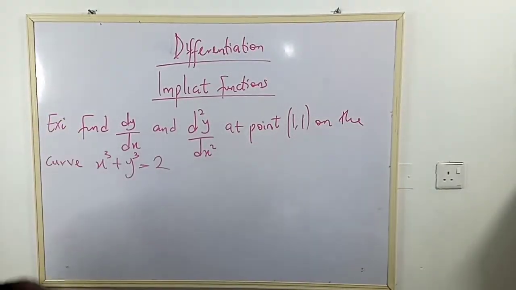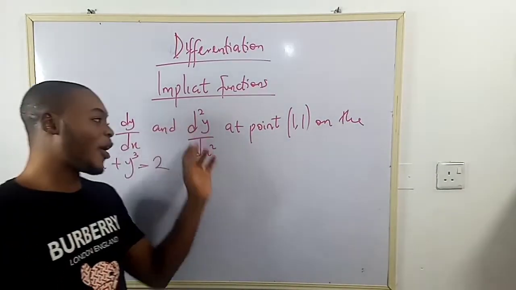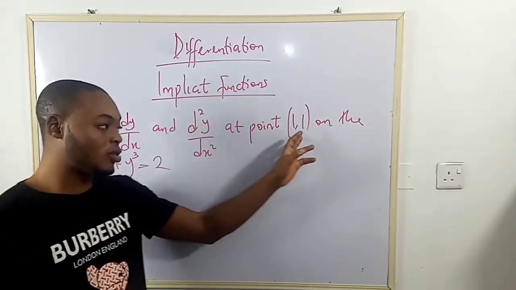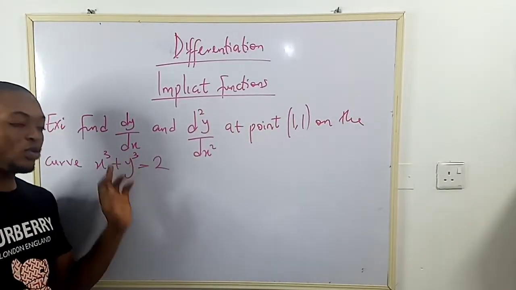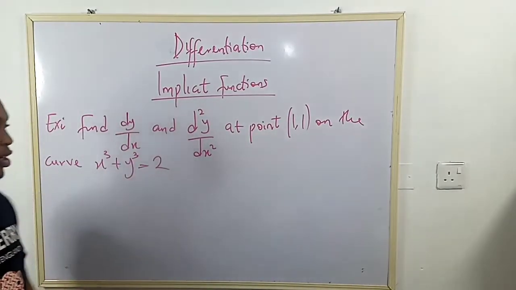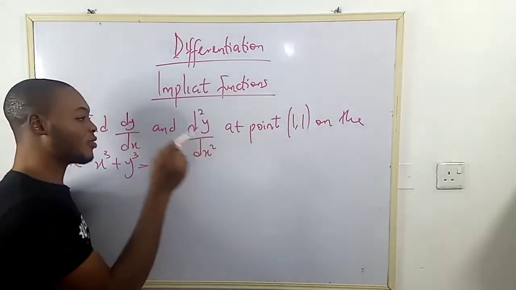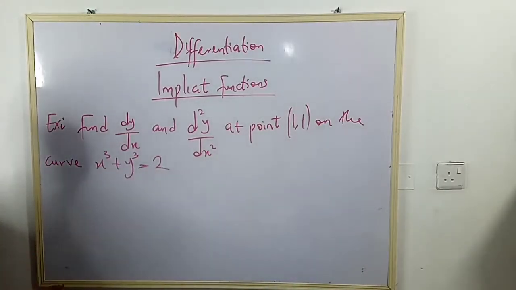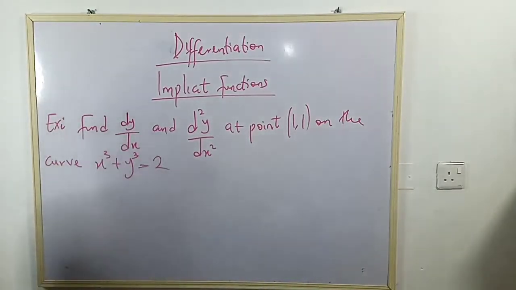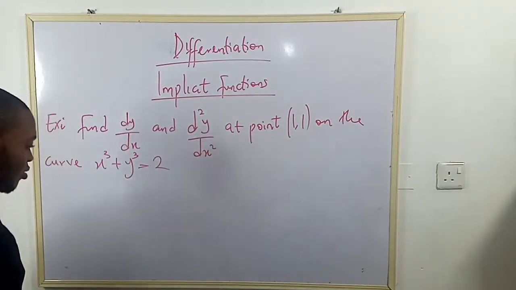So the first question that we have is find dy/dx and d²y/dx² at point (1, 1) on the curve x cubed plus y cubed equals 2. So we are going to find the first derivative and the second derivative at this point on this curve. So the first thing that you have to do is differentiate this. So you find dy/dx and d²y/dx². So, solution.